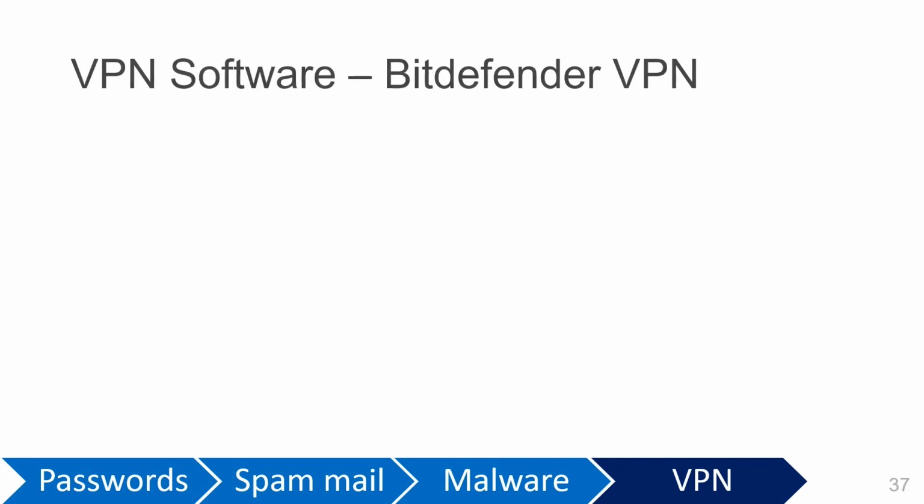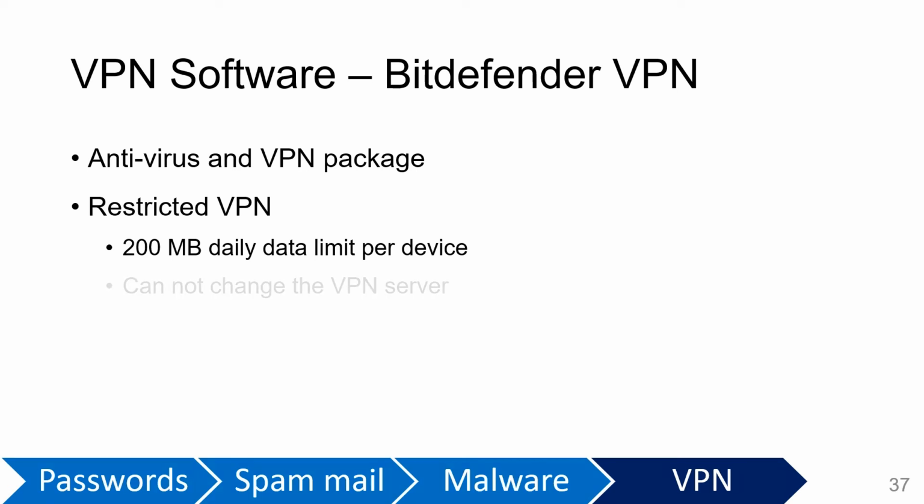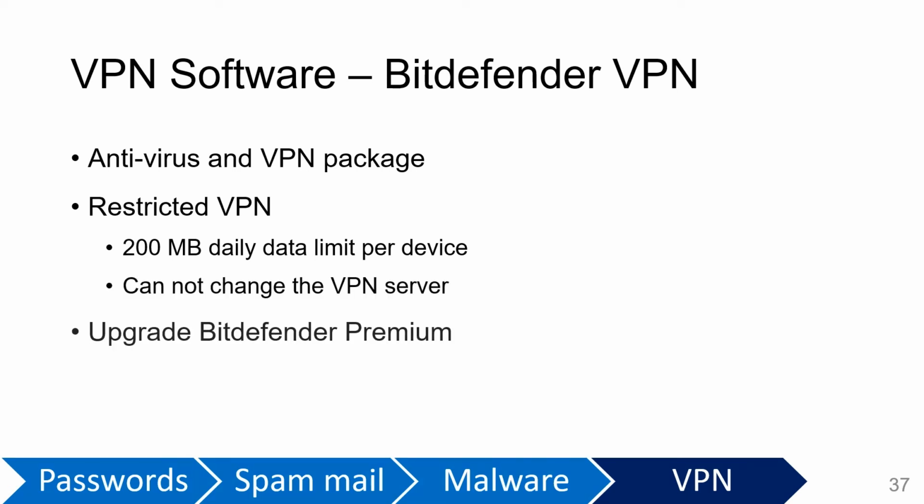Some antivirus programs also offer VPNs such as Bitdefender. If you buy the software package Bitdefender Total Security Multi-Device 2018, you will receive a free version of their VPN. However, there are some limitations. Each device has a daily data limit of 200 MB. Moreover, the software decides which is the best VPN server for you and you cannot change the VPN server. If you want to upgrade to Premium VPN, there is no daily data limit anymore and you can choose which VPN server you would like to connect with.